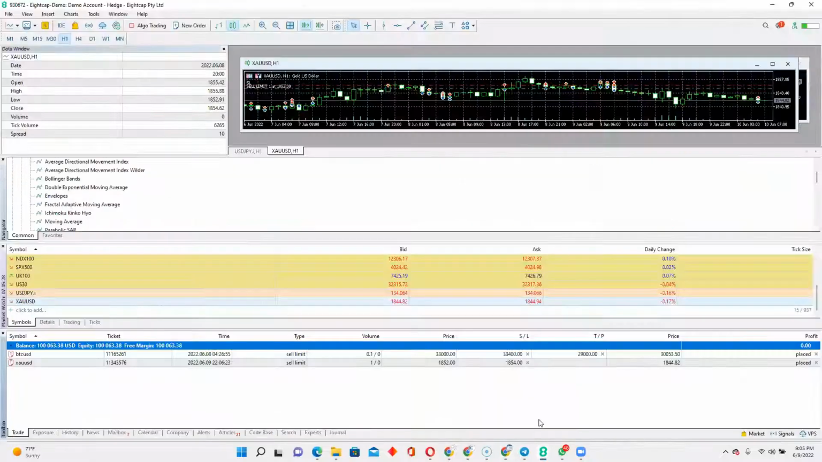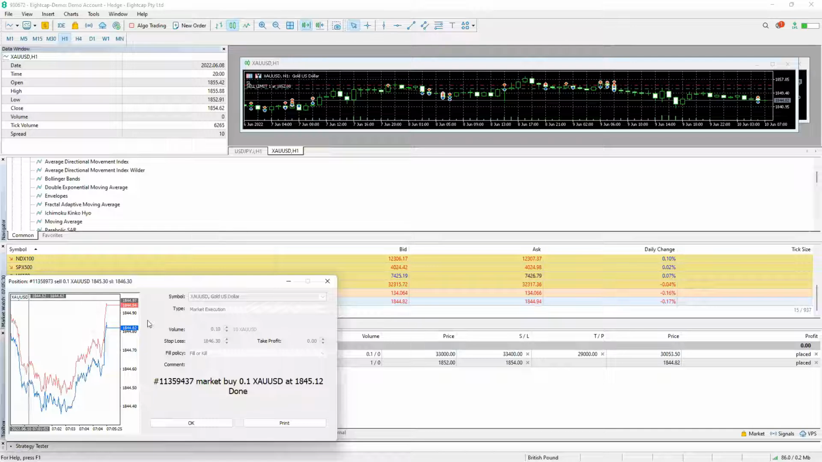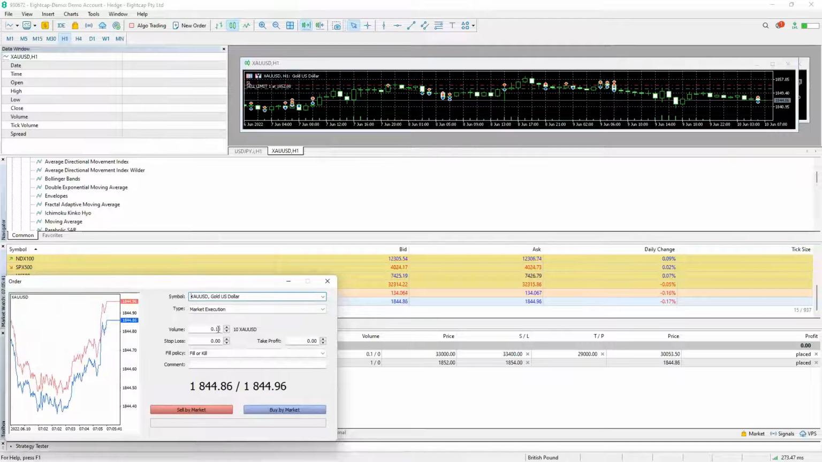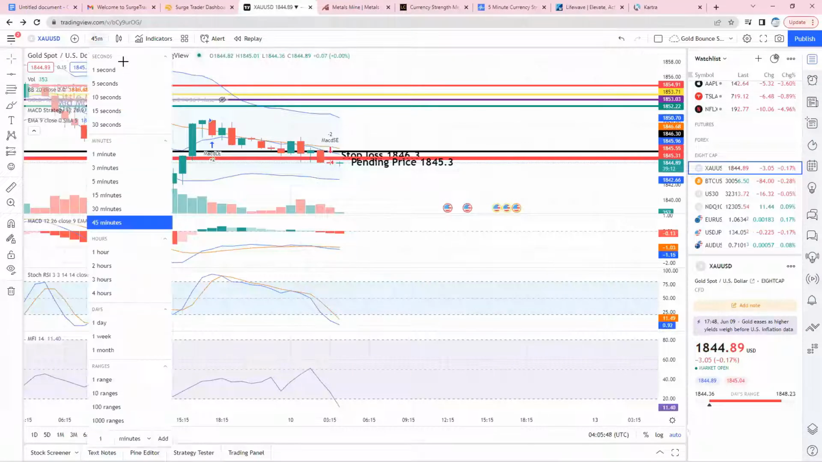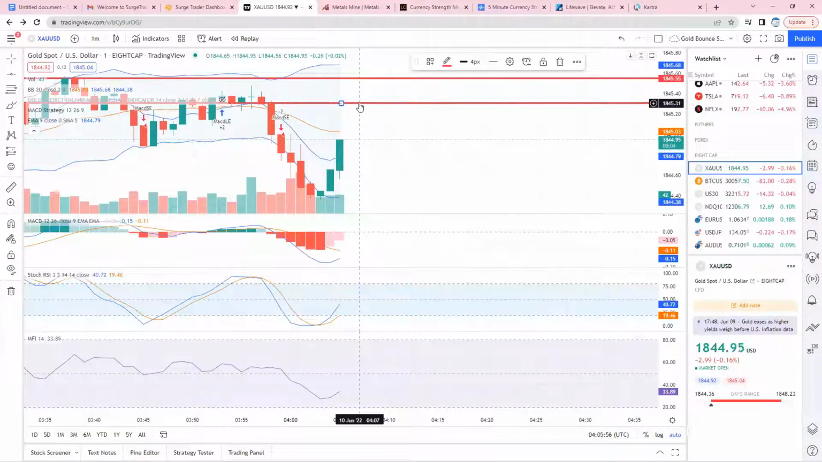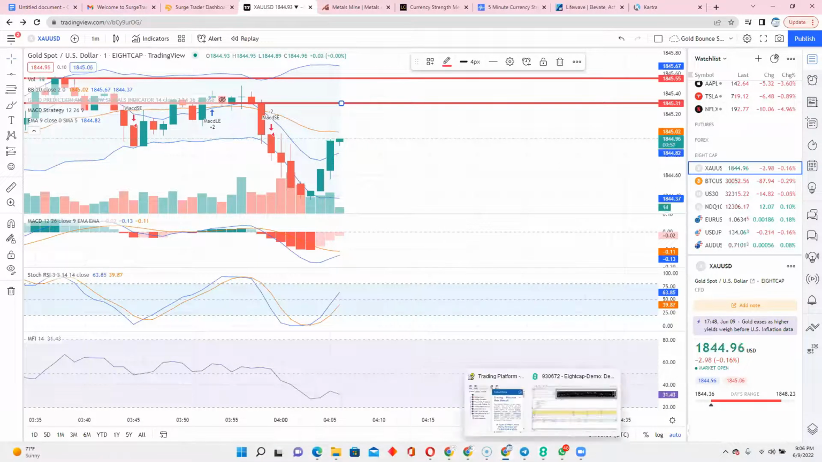So let's see here. I'm gonna go ahead and put a pending order in. And this will be my trade of the night. Let me see, what pending should I be on? I'm gonna do a pending order at our spot, 1845.50.